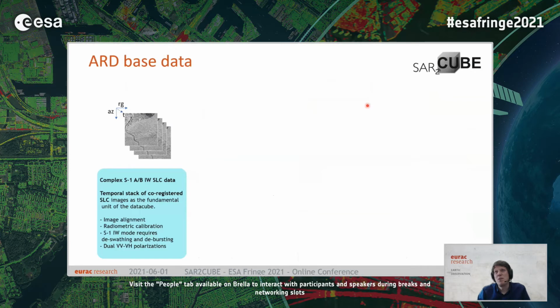So what is the base data that we have? First of all, we have our SLC data that we download, and then we need to co-register the data within one stack coming from the same relative orbit. That's the image alignment phase. We do some radiometric calibration to sigma, for example. Then if we deal with Sentinel-1 data, of course, we need to take care of deramping and debursting. And of course, we also have multiple polarizations available here.